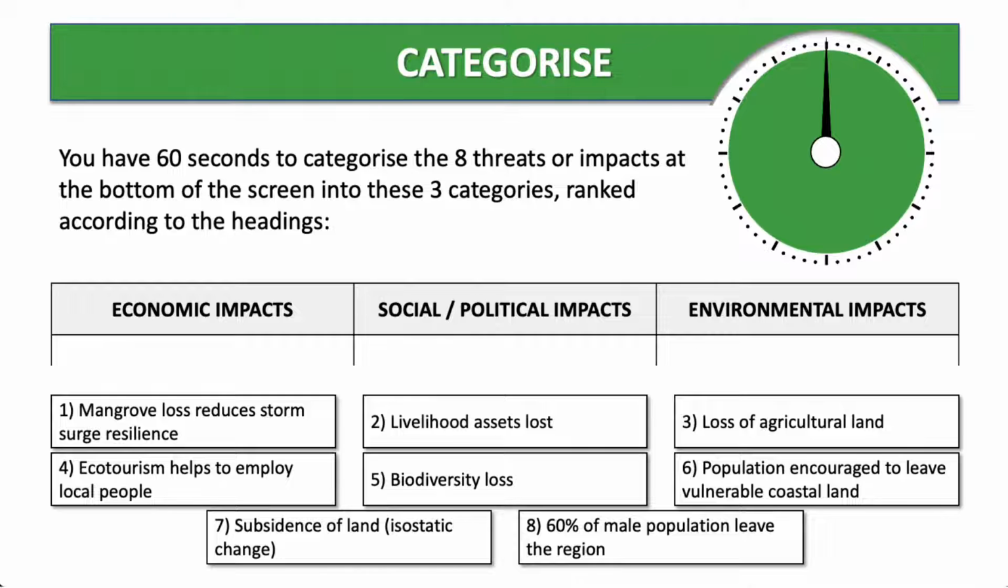So when the timer starts, you're going to have 60 seconds. Just pop the numbers down for now, either on your paper that you're using at home or in the chat box. Let's just go with the numbers to make it nice and quick. So you've got 60 seconds starting now.